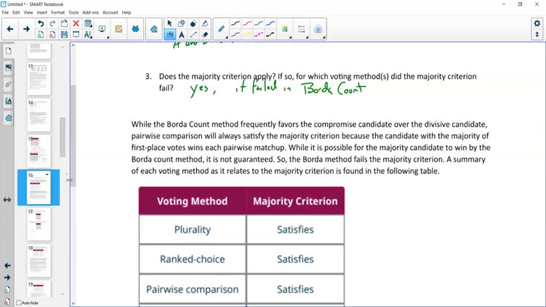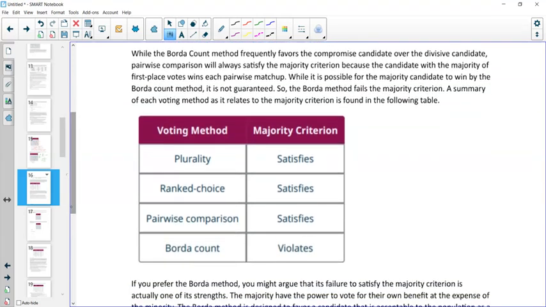So while the Borda count method frequently favors a compromise candidate over the divisive candidate, pairwise comparison will always satisfy the majority criterion, as the candidate with the majority of first place votes wins each pairwise matchup. While it is possible for the majority candidate to win by the Borda count method, it is not guaranteed, so the Borda count method fails the majority criterion. So Borda count violates the majority criterion.